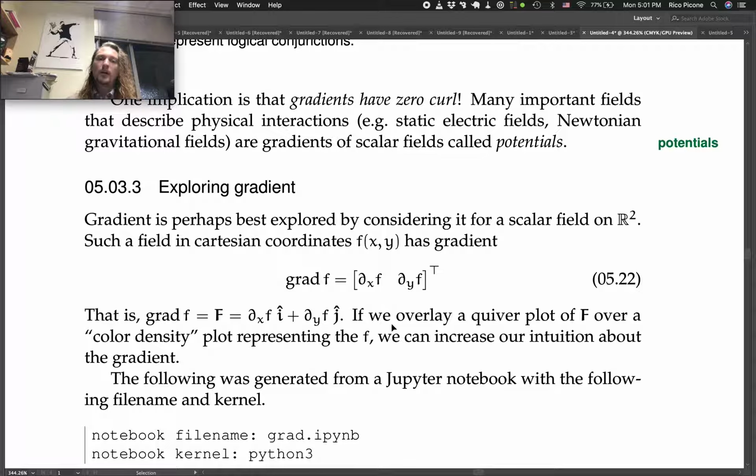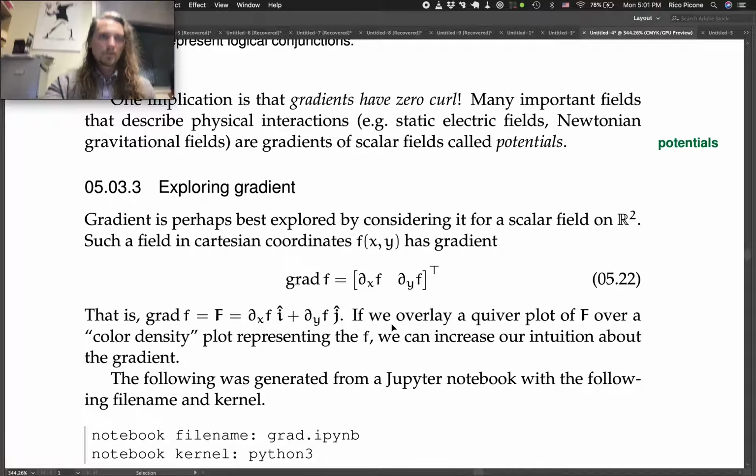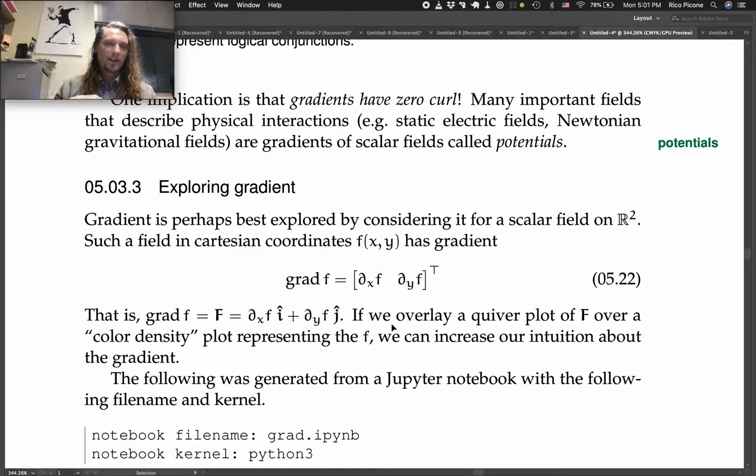If we overlay a quiver plot of f over a color density plot representing the scalar field f, we can increase our intuition about the gradient. Note this is actually the opposite of what we were doing before. We're going to have quiver plots overlaid on top of color density plots.